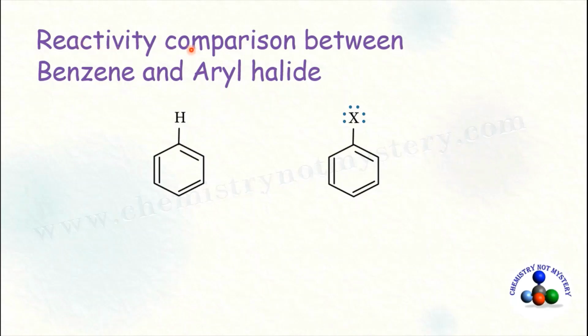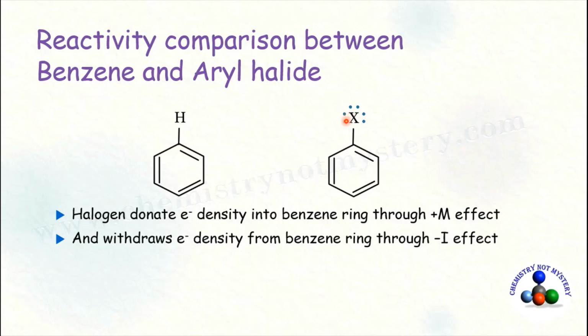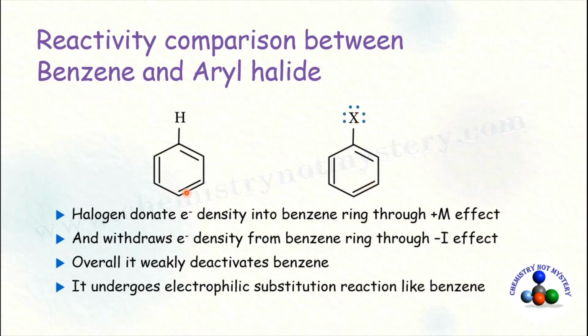When you compare the reactivity of benzene and aryl halide, in case of aryl halide, halogen is bonded to benzene ring, and due to presence of lone pair of electron, it donates electron density into benzene ring through plus M effect. And at the same time, being electronegative, it withdraws electron density from the benzene ring through minus I effect. So overall, it weakly deactivates benzene ring, but still it gives electrophilic substitution like benzene.